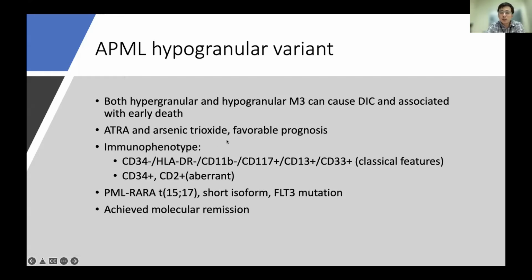So sometimes the morphology of this hypogranular variant actually can predict the findings that you will get in your immunophenotype, as well as the isoform or the type of PML-RARA translocation. In this case, it is confirmed to have a short isoform together with a FLT3 mutation. The patient has currently achieved molecular remission from APML.